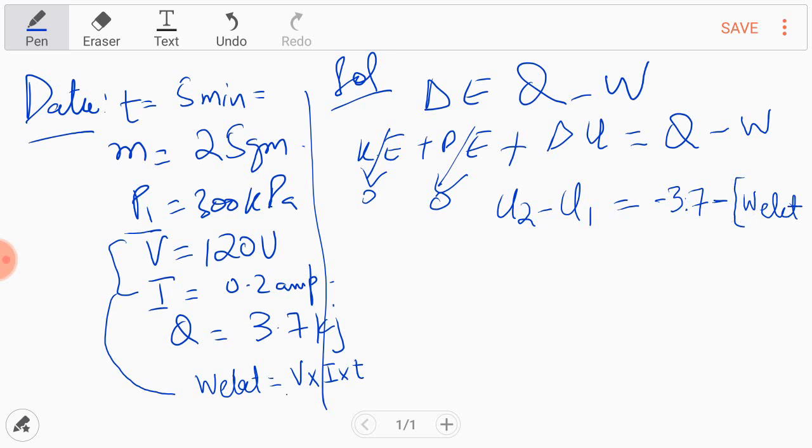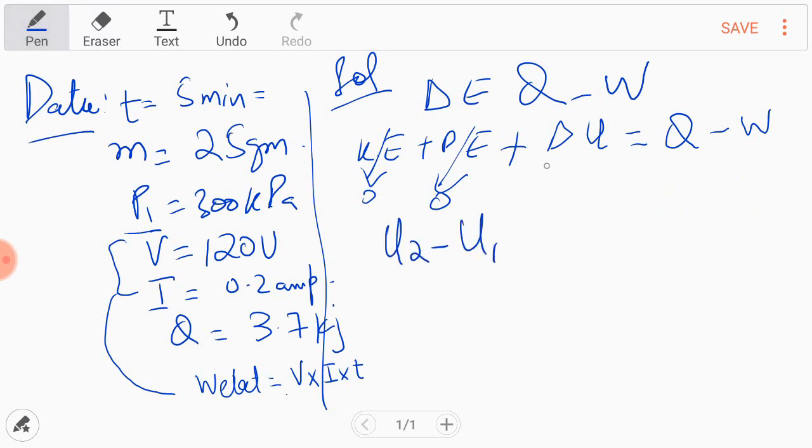Here we don't have much space, so I can write again the proper form, U2 minus U1. This goes here, that is, Q is negative 3.7 because heat is lost from the system. But we have two kinds of work, W electrical and W mechanical. Electrical work is added to the system. Work acts oppositely to the sign of Q, so any work added to the system can be written with a negative sign, W electrical.